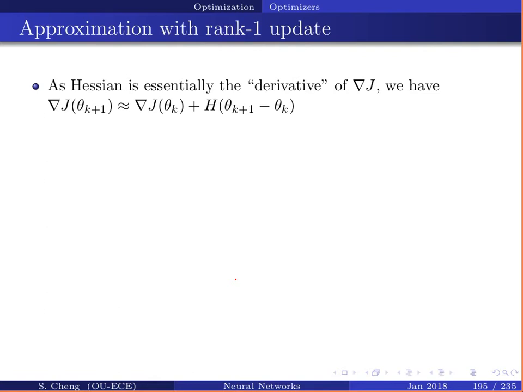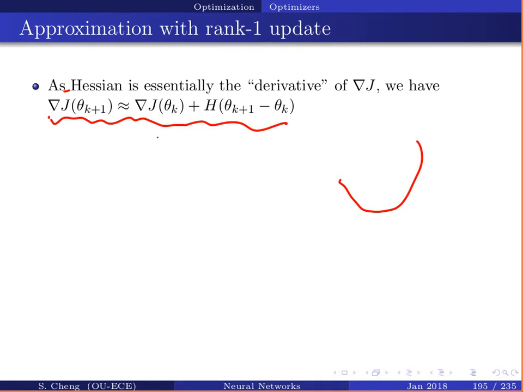Because you think of the Hessian as just the derivative of the gradient, right? So essentially I will have an approximation this way, because if you look at that, this is basically the next gradient point. If you move, the Hessian is essentially the derivative of the gradient. Is that apparent to you guys, this thing here?